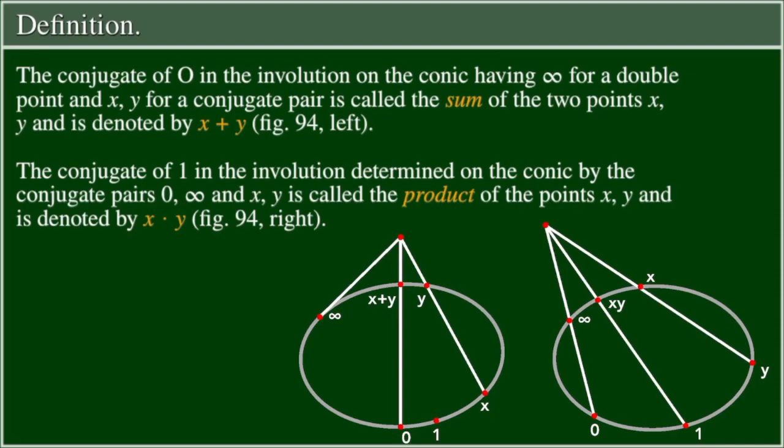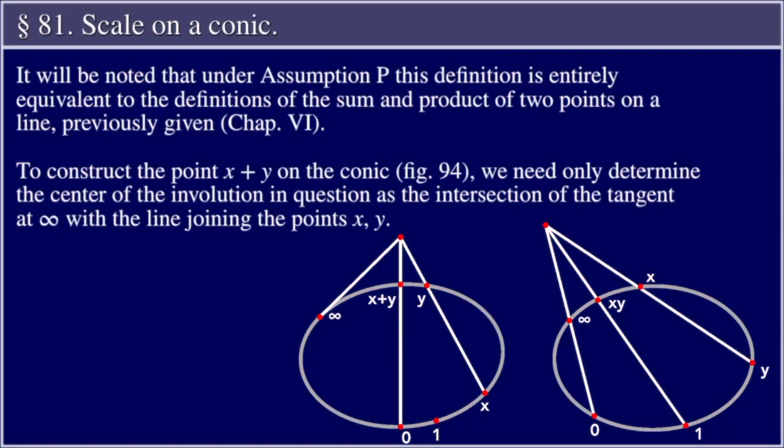Figure 94 right. It will be noted that under assumption P, this definition is entirely equivalent to the definitions of the sum and product of two points on a line, previously given in Chapter 6. To construct the point x plus y on the conic, figure 94, we need only determine the center of the involution in question as the intersection of the tangent at infinity with the line joining the points x, y.